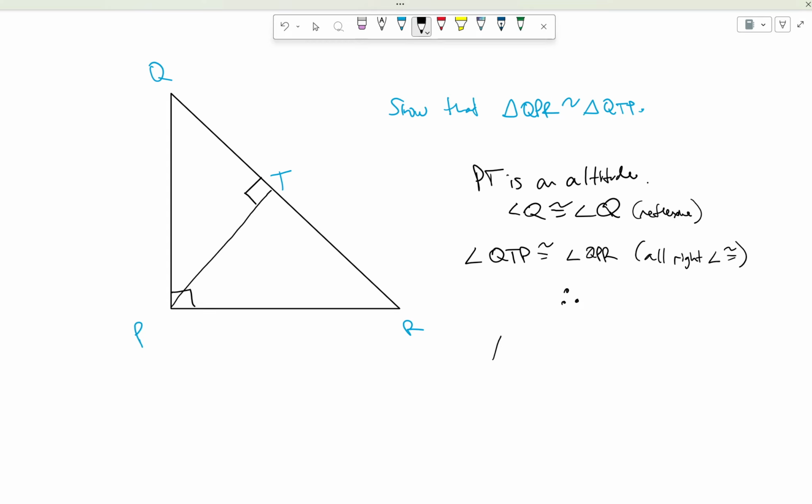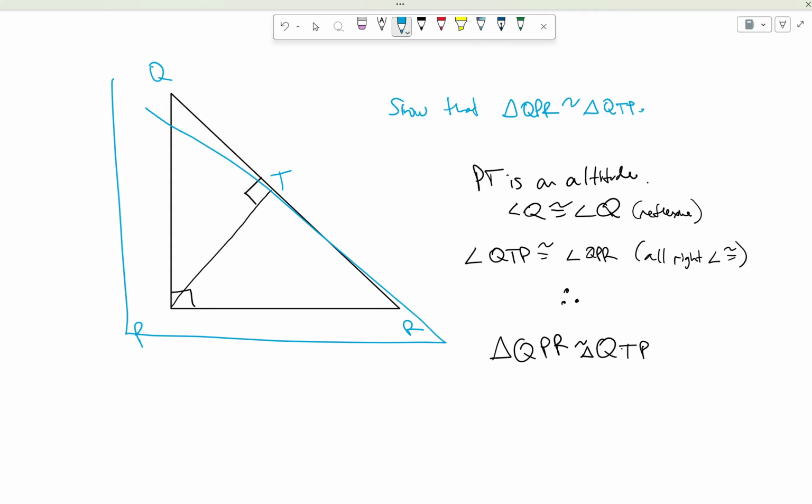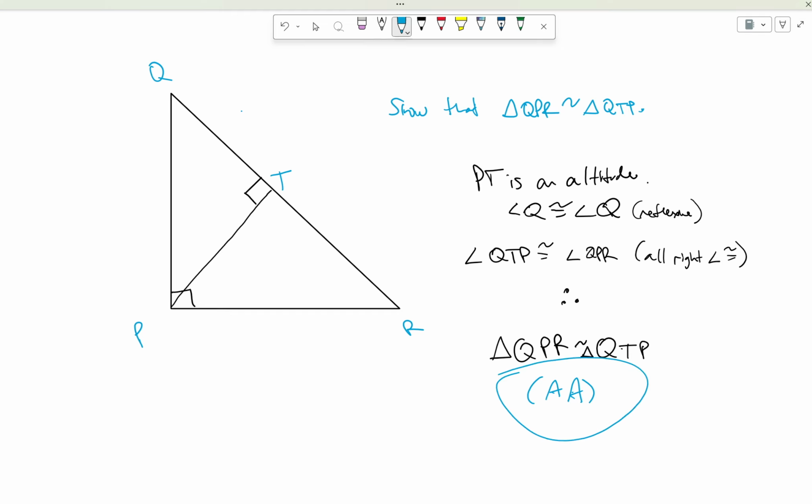Now we have to have the corresponding parts correct, right? We have triangle QPR is going to be similar to triangle Q, right? Because the Q's are reflexively congruent, and in QTP. So let me sketch this guy out. QPR, right? Q to P to R is Q to T to P. And this is through angle-angle. Okay? And that shows that anytime you have an altitude of a right triangle, you have not two, but we have three. This guy's going to be similar.